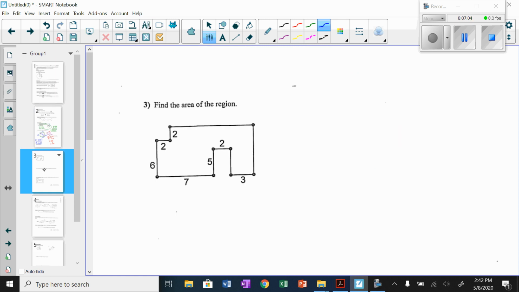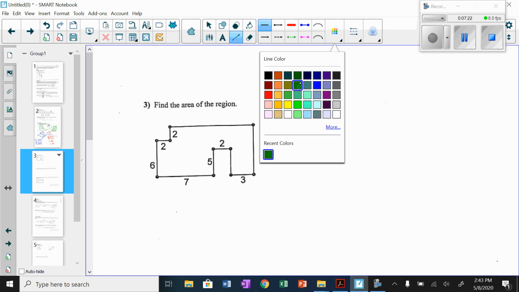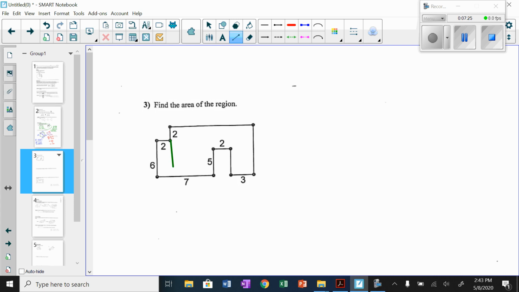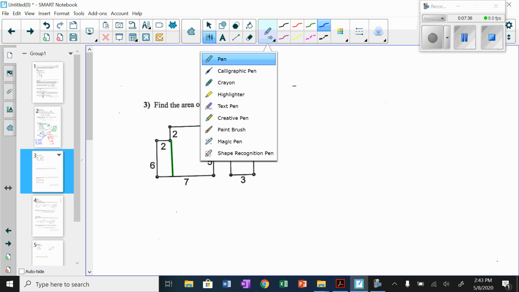Okay, for this next problem, we have two options here to find the area of the region. We can divide and conquer, or we can make, well, let's go through the divide and conquer first, and then I'll tell you the other method. So what I'm going to do to divide and conquer, I'm going to create little rectangles. I'm going to find the area of each rectangle, and then I will add all those areas together. Here we go.